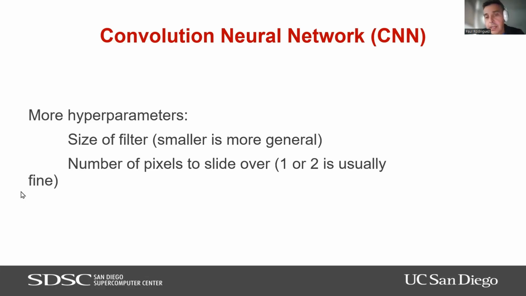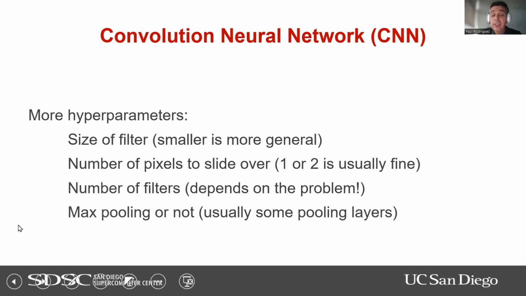How many pixels are you going to slide over? People typically choose 1 or 2. How many filters are you going to have? And that, to me, depends more on the problem. The number of filters you have is almost like the number of features you think are important. So we'll talk more about that as well.